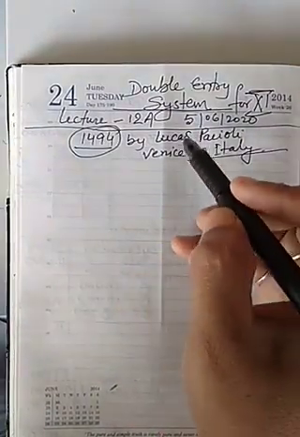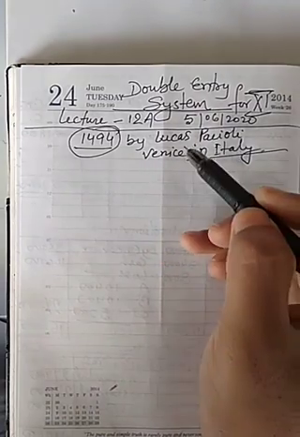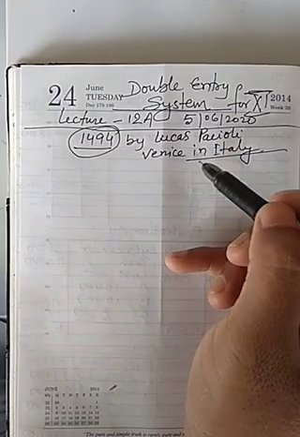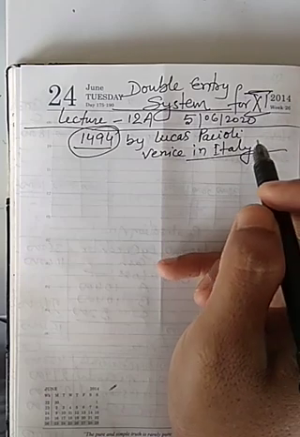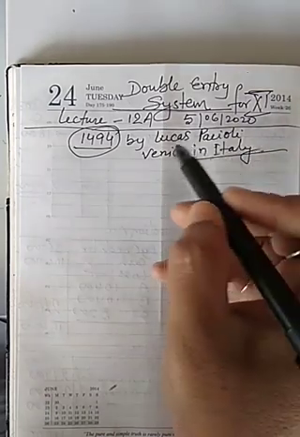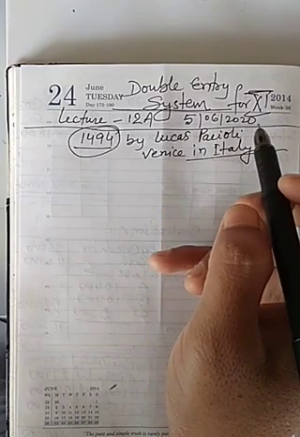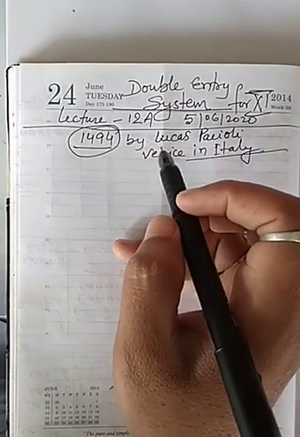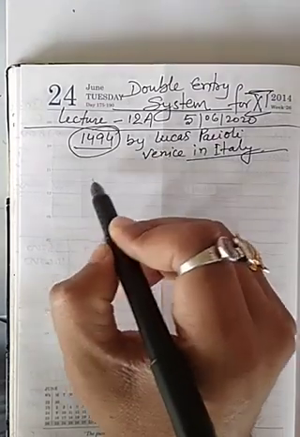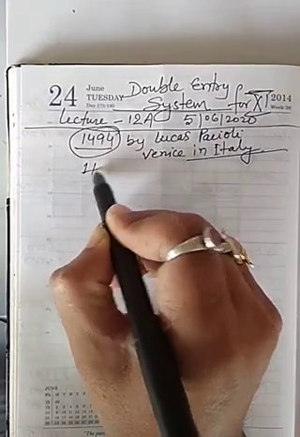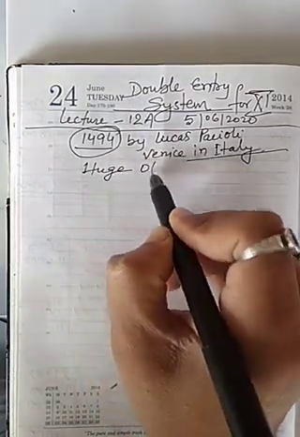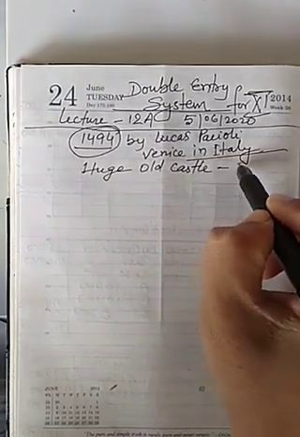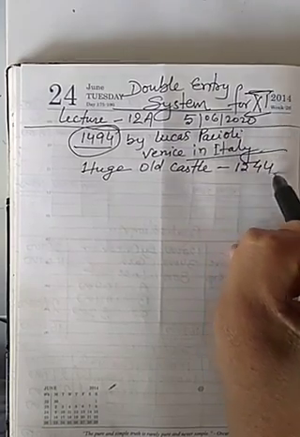In this book, he discussed the method of recording both the aspects of transactions. The book became very popular in a very short period due to its characteristics. Afterwards, the book was translated into English by Hugh Oldcastle in 1544.